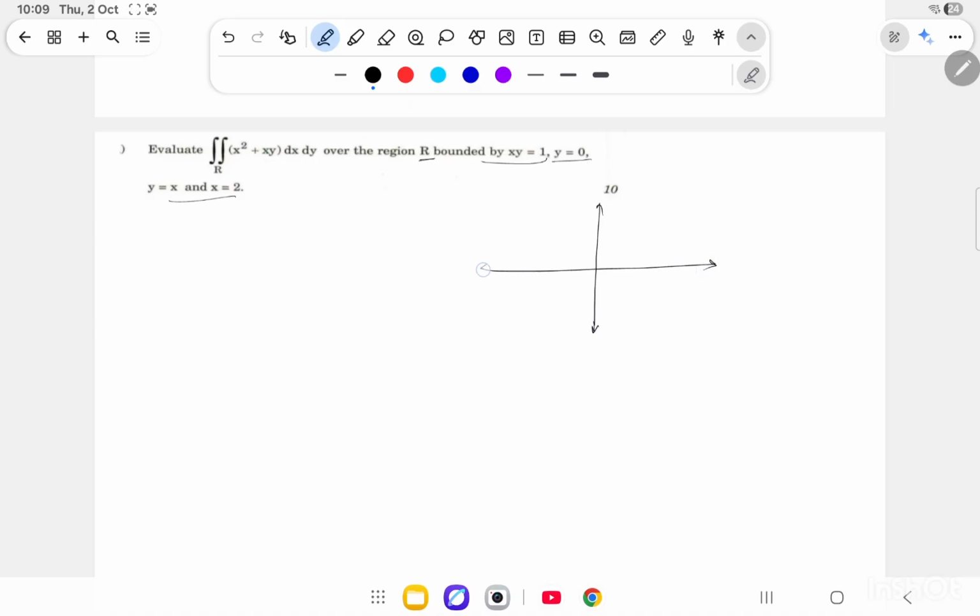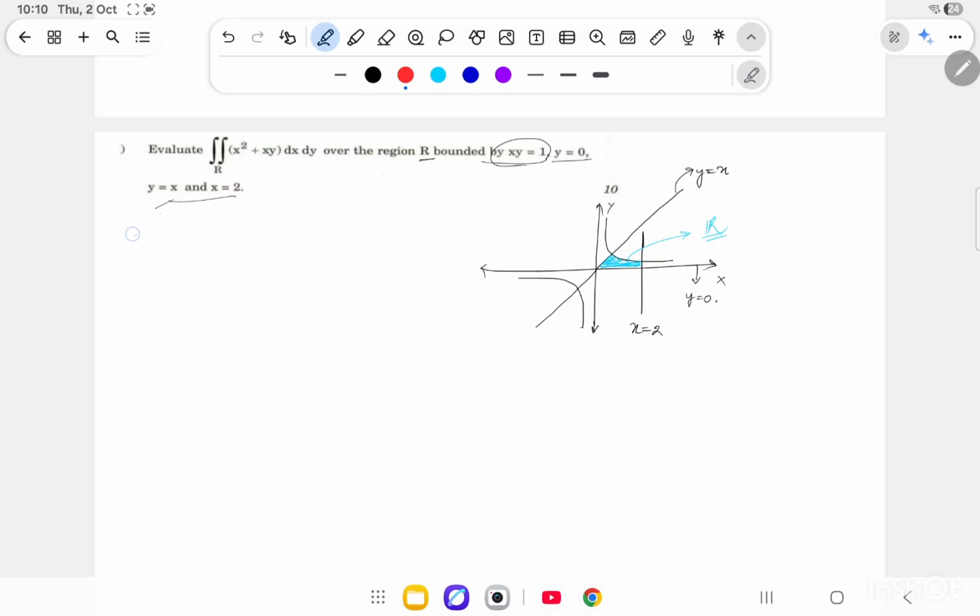So if this is the x and y axis, the hyperbola xy equals 1 will be of the form somewhat like this, and the line y equals 0, this is y equals 0, and the line y equals x will be somewhat like this, and another line is x equals 2, that is this line. So the bounded region is basically the one that I am marking with blue color. This is the region R over which we are supposed to evaluate the integral.